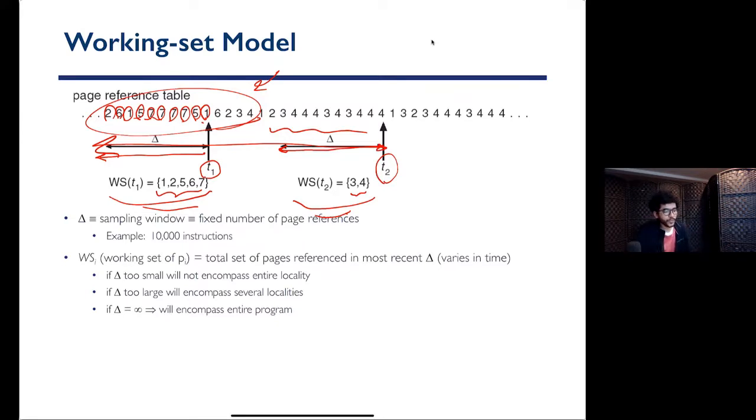So you have to find some sweet spot for this delta, depending on your system, depending on the type of applications you're running, and so on and so forth. And if you set this delta to be infinity, then we're back to just the size of my process, how many pages my process uses, which goes to the fixed allocation paradigm where you statically allocate, for example.